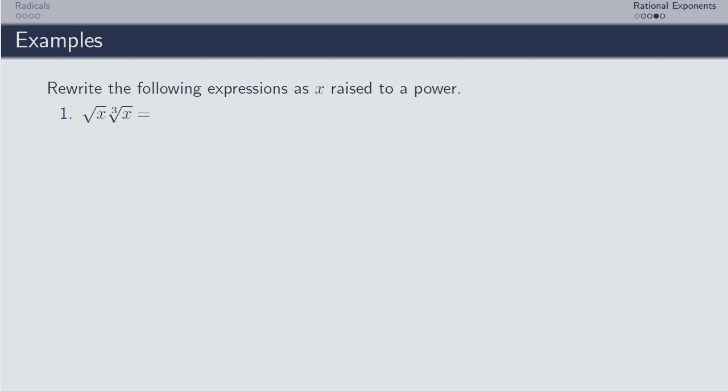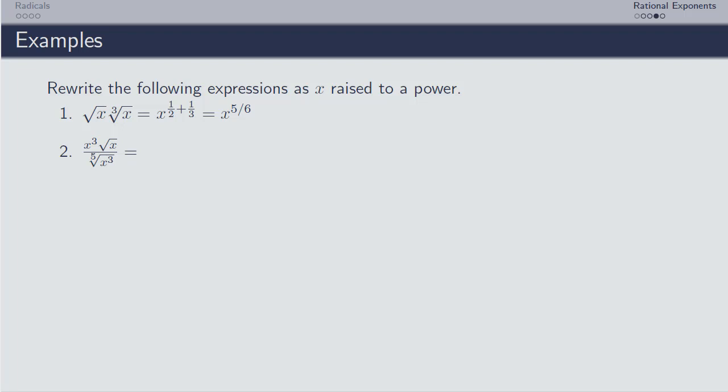Now let's think about some expressions with radicals, and I want to write them as x raised to a single power. So I have the square root of x times the cube root of x. That's going to be x to the 1/2 plus 1/3 power. I get my common denominator of 6: 3/6 plus 2/6 gives 5/6, so that would be x to the 5/6 power.